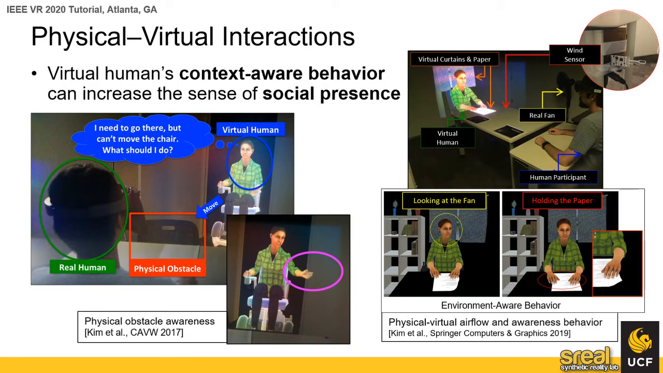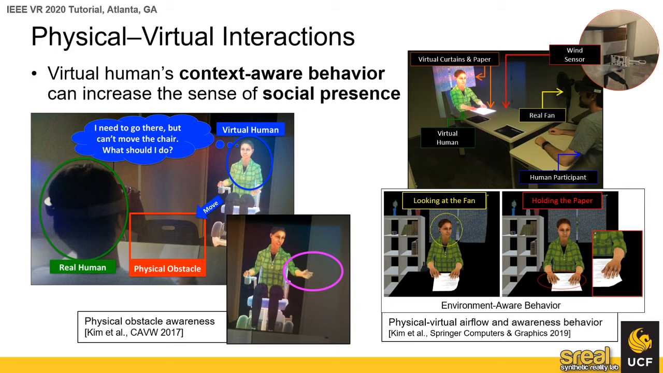First, we found the virtual human's context-aware behavior can increase the sense of social presence. In one of our study settings, the virtual human encountered an issue with a physical obstacle on her way. So she proactively asked the users to move it away for her. This awareness of the physical environment improved the user's sense of the virtual human's intelligence and their sense of being together with the virtual human.